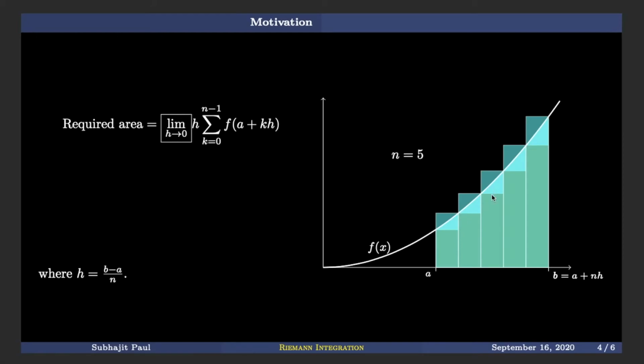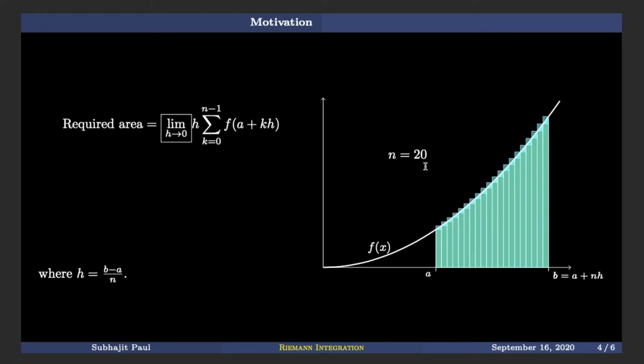So now if we increase our n, this extra portion is my error when I am approximating from the top. Now as n increases, this error is decreasing, both from the bottom and from above. The area is decreasing as n increases.